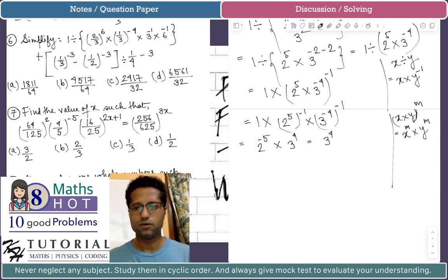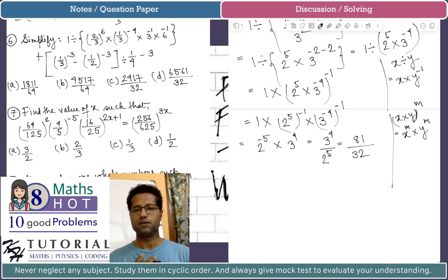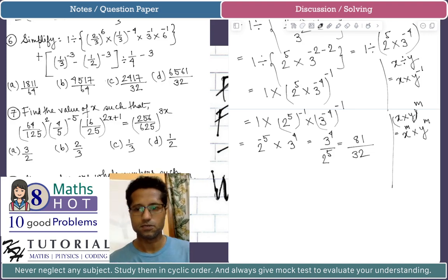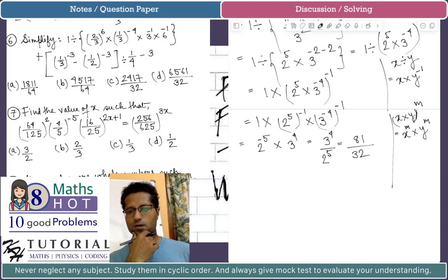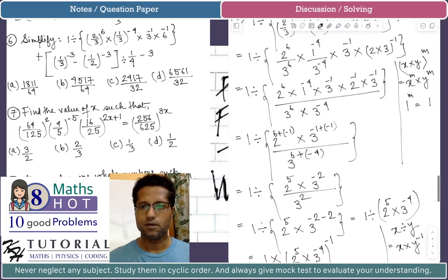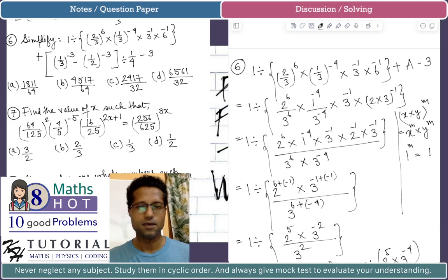So this is equal to 3 to the power 4 divided by 2 to the power minus 5, which means 1 by 2 to the power 5. Now 3 to the power 4 is 81 and 2 to the power 5 is 32. So this is 81 by 32. That is the first expression, that is 1 divided by something. That expression is 81 by 32. Okay. Now I've written down initially that the whole expression is 1 divided by something plus a minus 3.